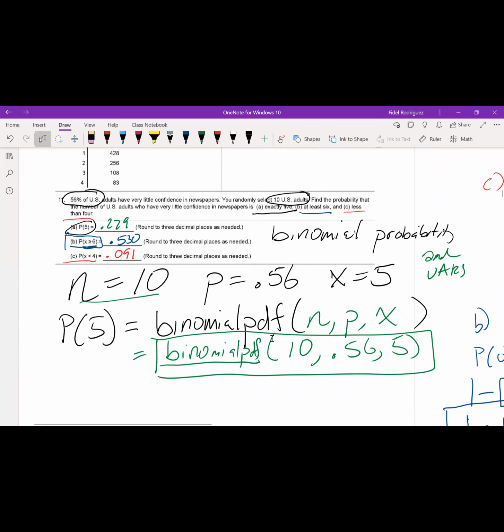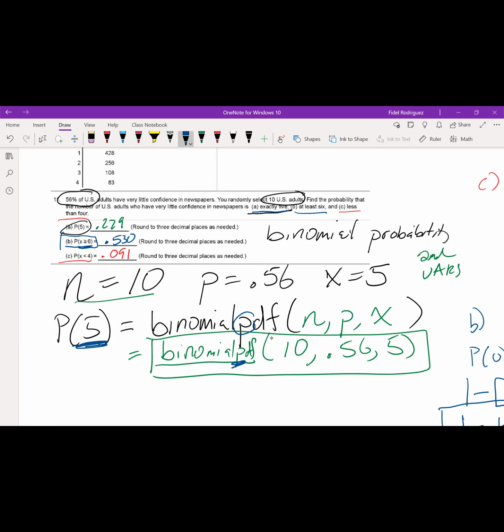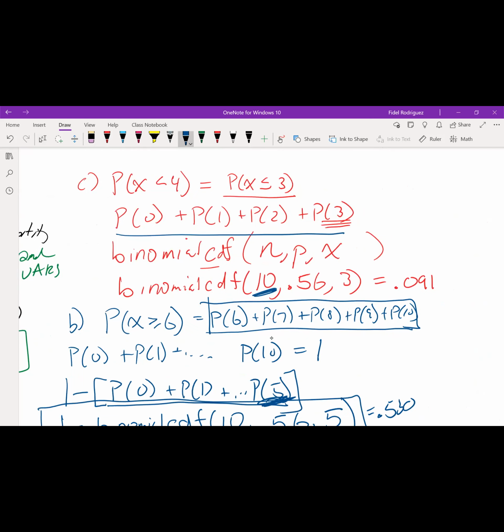The PDF is when I want to know for a specific value. So like when we did part A, it said for exactly 5. So if it tells me for exactly 2 people, exactly 8 people, exactly 1 person, I'm going to use the PDF. But when I'm going to do it for a bunch of values, I could do that, right? Like when we did part C and it said, what was the probability that it was less than or equal to 3? What less than or equal to 3 meant was we were going to find it for 0, for 1, for 2, and for 3.